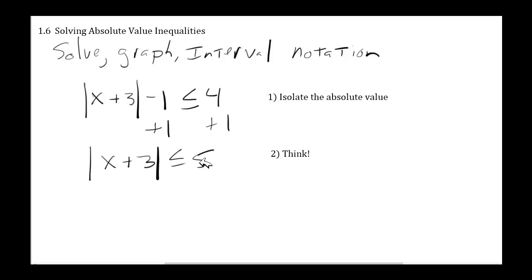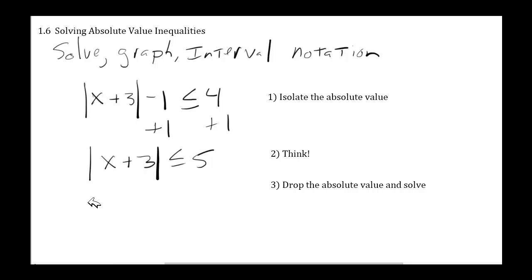Yes. You only have to watch out if this side turns negative. If this side turns negative, then it's an all or nothing answer. But here, this is a nice positive number. Can this absolute value be less than or equal to 5? Sure. So remember, with absolute value, you do two things. So the next step is to drop the absolute value and solve like normal.